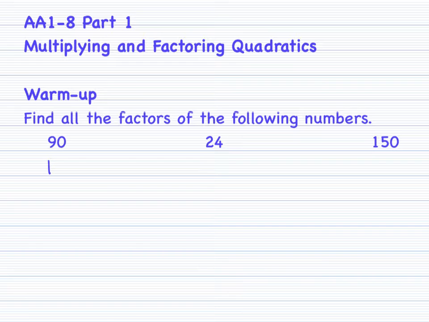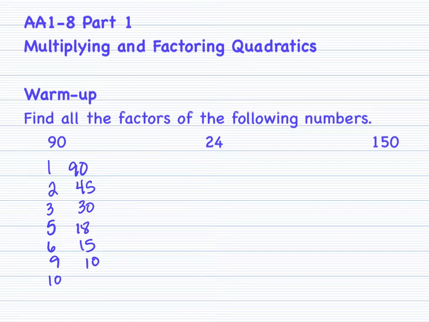So you take 90 divided by 1, which gives you 90. It's always going to be 1 and the number. And 90 divided by 2, which gives you 45. 90 divided by 3 gives you 30. 90 divided by 4 is not a whole number, so we're not going to list it here. 90 divided by 5 is 18. 90 divided by 6 is 15. 90 divided by 7 is not a whole number. 8 also not a whole number, and then we're to 9, which is 10. And then if we keep going on to 10, we end up with 9.